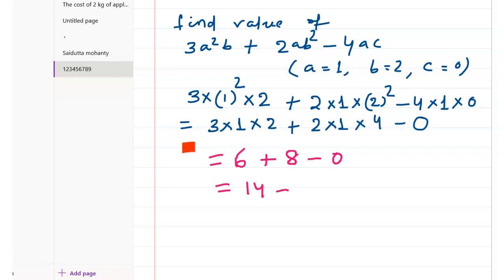Minus 0 equal to your 14, which is your answer.